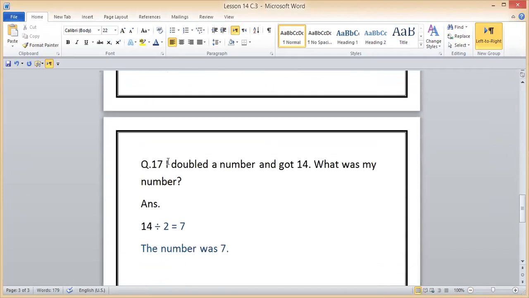In order to find out that number, what will you do? Find the opposite of double. The opposite of double is half. Half of 14. And for that, you divide 14 by 2. When you divide 14 by 2, you check the table of 2. 2 multiplied by what will give you 14? 2 by 1 is 2. 2 by 2 is 4. 2 by 3 is 6. 2 by 4 is 8. 2 by 5 is 10. 2 by 6 is 12. And 2 by 7 will give you 14. That's why 7 is the answer.